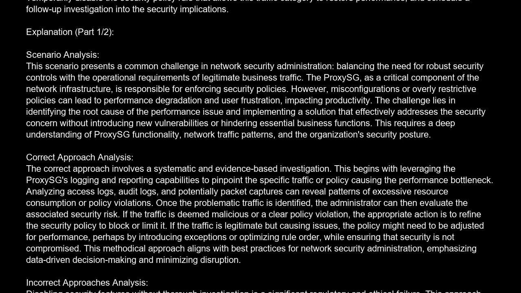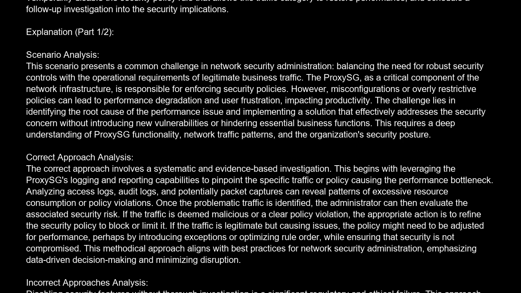The ProxySG, as a critical component of the network infrastructure, is responsible for enforcing security policies. However, misconfigurations or overly restrictive policies can lead to performance degradation and user frustration, impacting productivity. The challenge lies in identifying the root cause of the performance issue and implementing a solution that effectively addresses the security concern without introducing new vulnerabilities or hindering essential business functions.